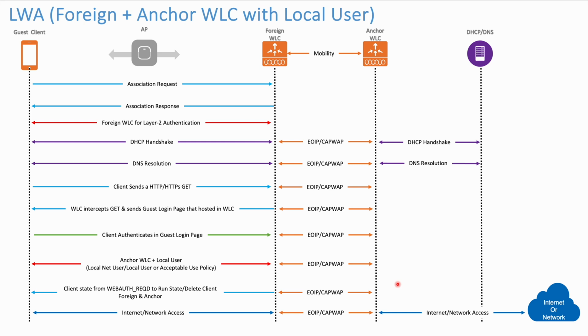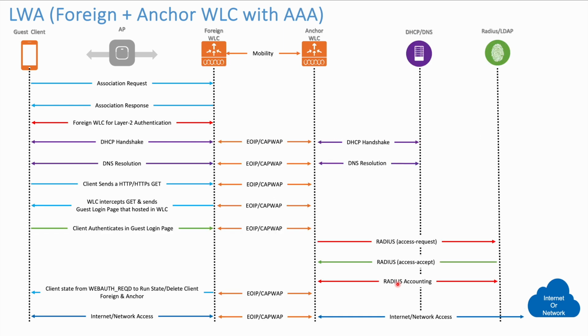Now, in the same scenario, we are adding a Radius server. The only difference between the previous one and this one is that the Anchor WLC will be contacting your Radius or LDAP server for the user credentials login. And if you have accounting enabled, then accounting messages will be passed between them. After that, again, the same procedure: the client in web auth required state will be changed to run state, the foreign and anchor controllers will be involved in that process, and the client will be able to communicate with the internet or the network. So these are the four combinations I want to cover in this video.